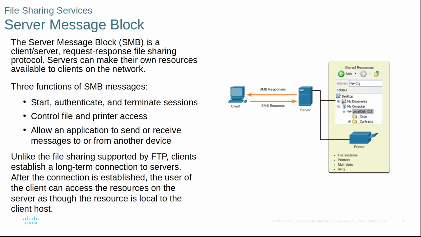There are 3 functions for your SMB messages. They're used to start, authenticate, and terminate sessions, control access to files and printers, and allow applications to send or receive messages to or from other devices. Unlike FTP, with SMB or Samba, clients establish a long-term connection to the server. In fact, you can map a network drive using Samba to your local device and access files on it as if it was local on your device, provided you're connected to that network.